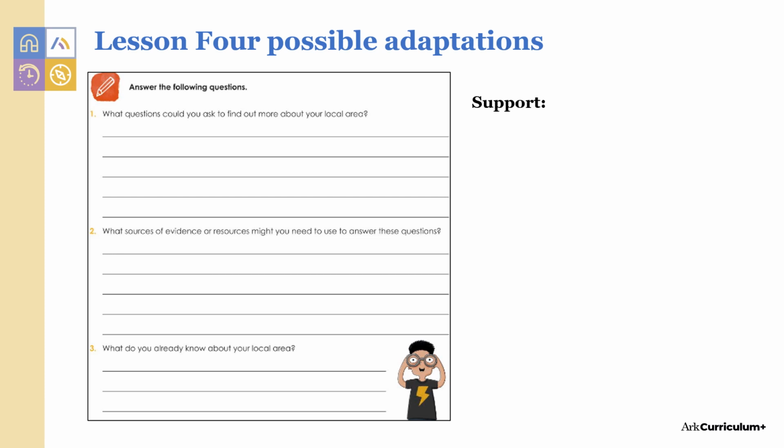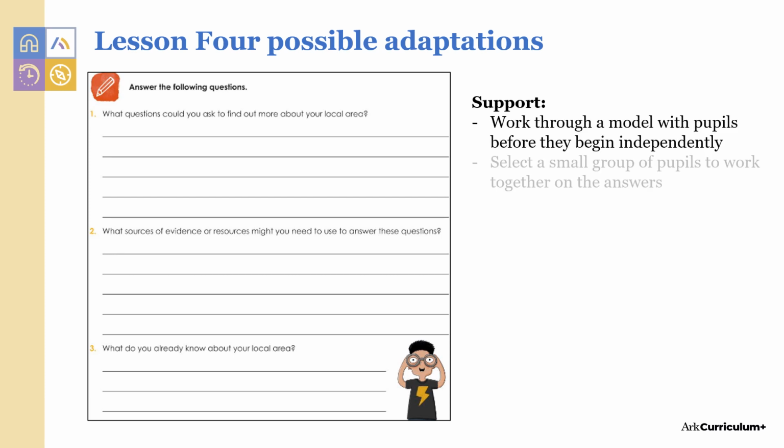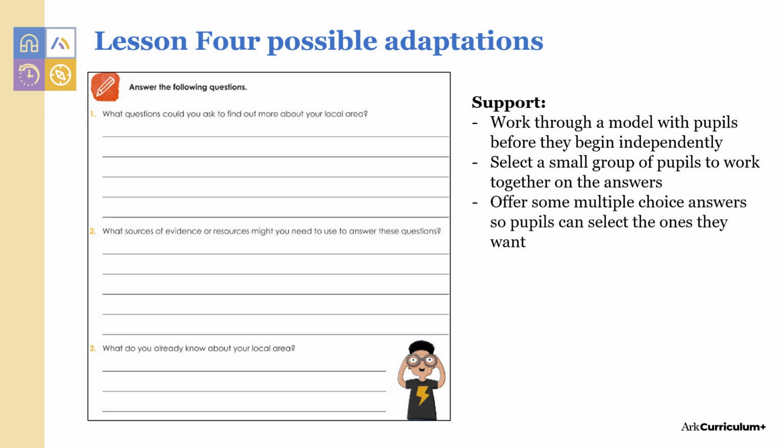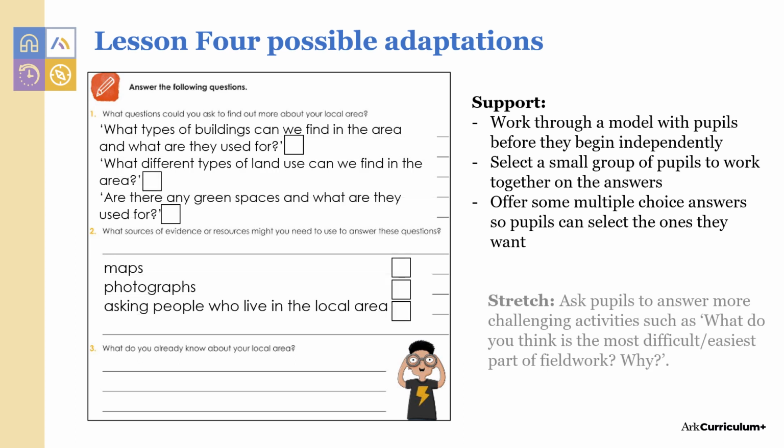For this activity, pupils should answer the questions based on fieldwork in their local area. Support pupils by working through a model with them before they begin independently, by selecting a small group of pupils to work together on the answers, by offering some multiple choice answers so pupils can select the ones they want. Stretch pupils by asking them to answer more challenging questions such as, what do you think is the most difficult, easiest part of fieldwork and why?